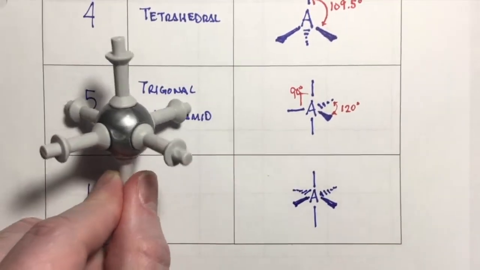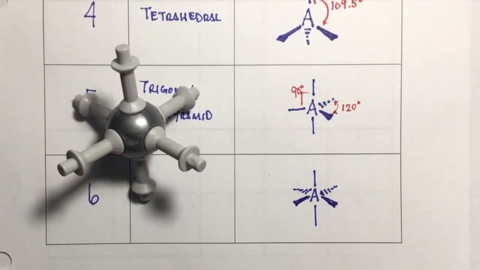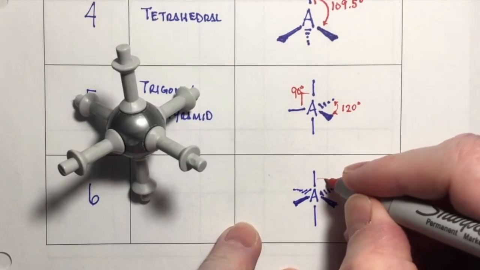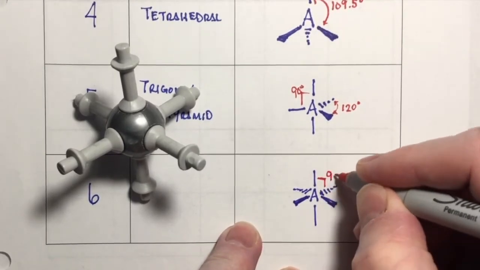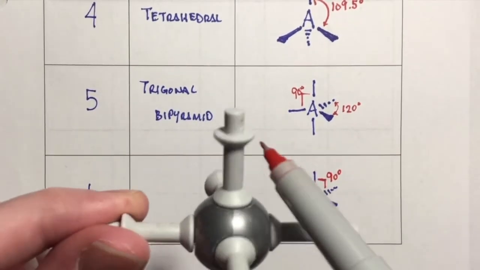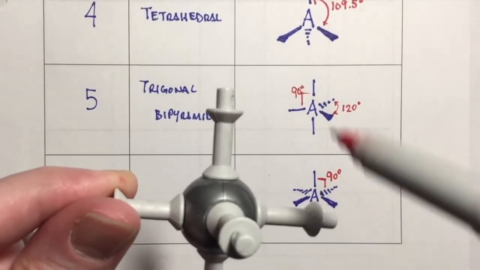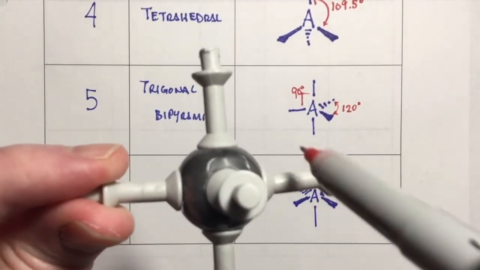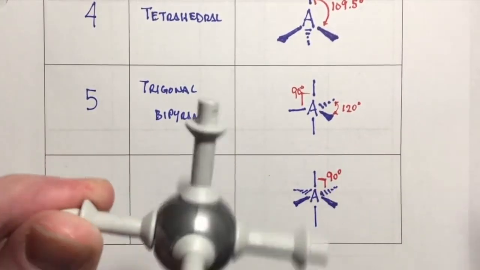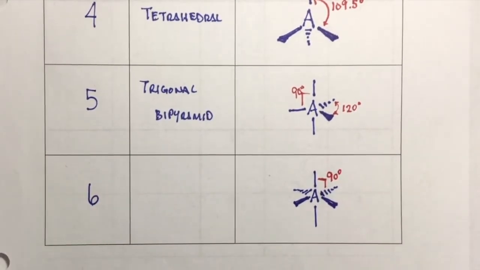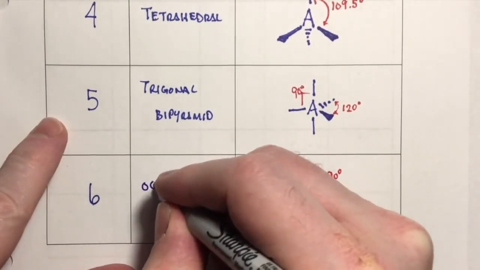Okay, there's the 3-dimensionality of that. And now all of these angles are 90 degrees. You can see that's a 90-degree angle right there. Between the equatorial positions, they are also 90 degrees. So those are all 90-degree angles. Now the name for this is called octahedral.